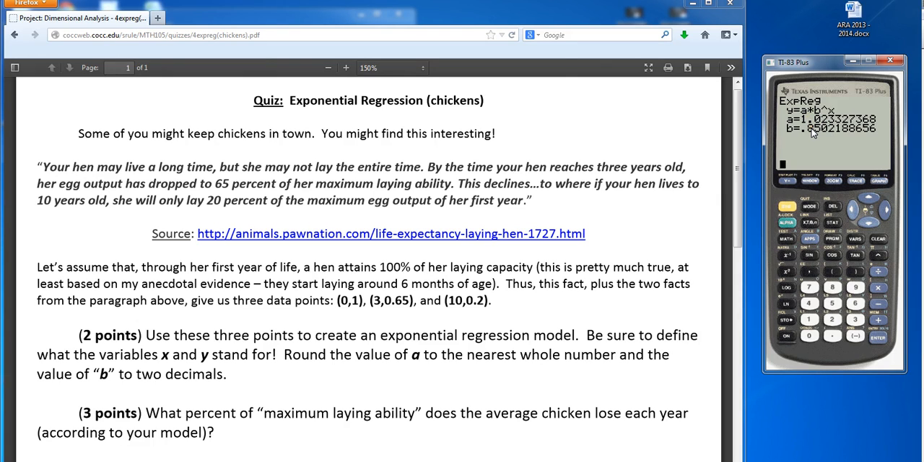Excuse me, I take that back. That was wrong. Every year she maintains 85% of her capacity. She loses 15%, which is actually the answer to number 2 here. What percent of maximum laying ability does the average chicken lose? Well, 15%. She's maintaining 85. She's losing 15.